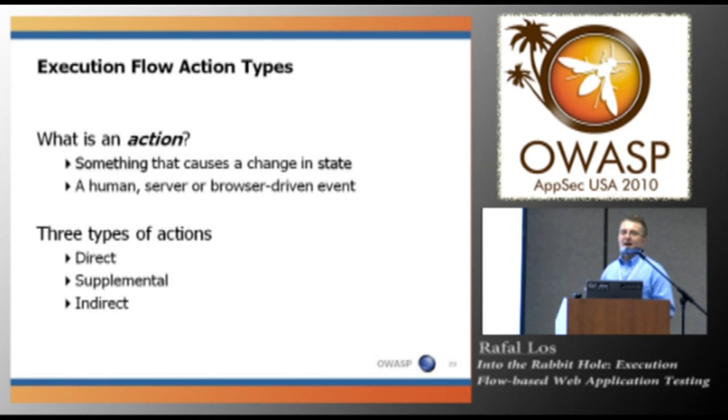Now, what is an action? How do we figure out what to draw, what to map? Well, that's an interesting question. An action is something that causes a change in state. So remember the concept of state that we said earlier, right? Client side or HTTP side. A human, server, or browser-driven event. Human, server, browser pretty much limits it to anything. And there are three types of actions: direct, supplemental, and indirect. Okay? Direct, supplemental, indirect. This is kind of key to the whole thing.